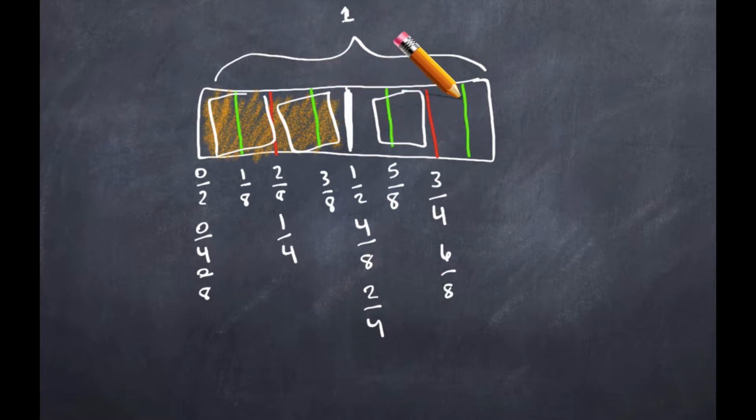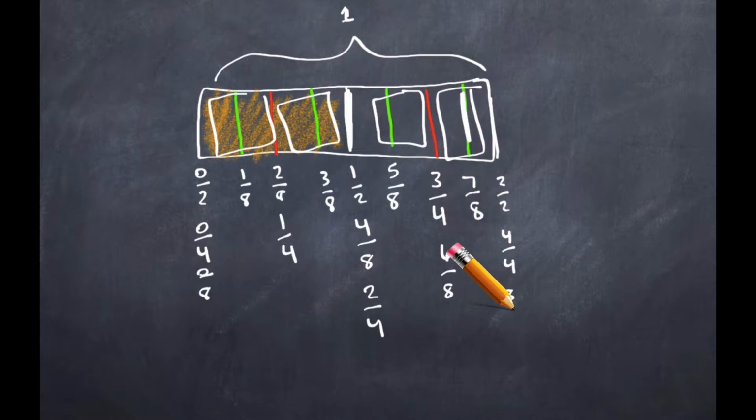And no halves, right? And then here would be, I'm sorry, this green line here would be 7/8 and nothing else. And then this last one here would be everything else: 2/2, 4/4, 8/8.